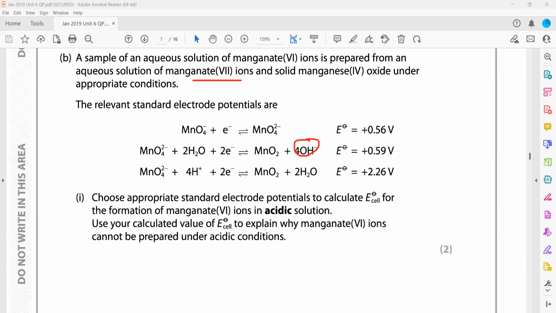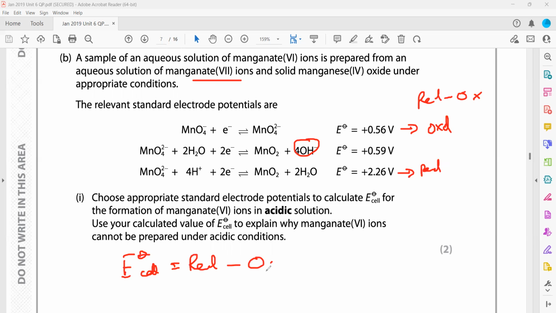So how do we work out which one has the higher value, because it is reduction minus oxidation. The one which has the higher electrode potential, reduction happens, and the one which has the lower electrode potential, oxidation happens. So the standard electrode potential of a cell, just remember, is redox, which means reduction minus oxidation. And how do you identify which one is reduced? The one which has the higher electrode potential.